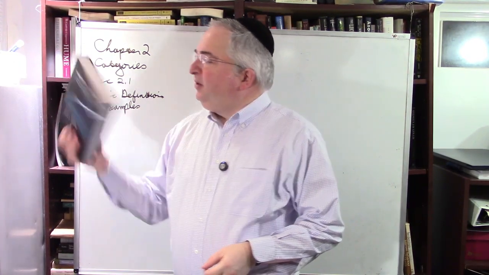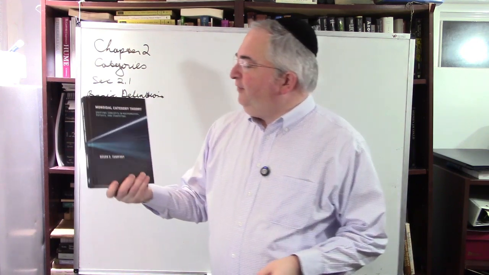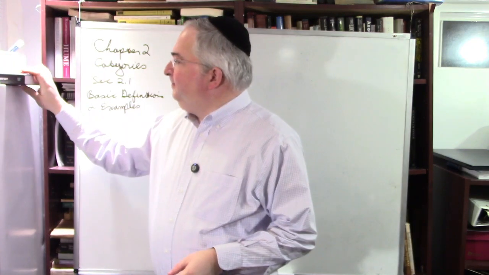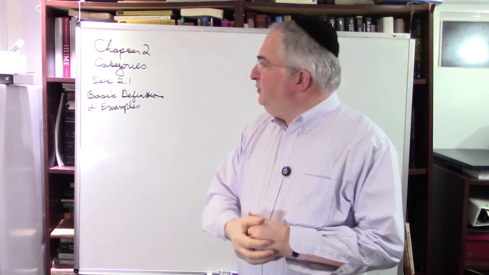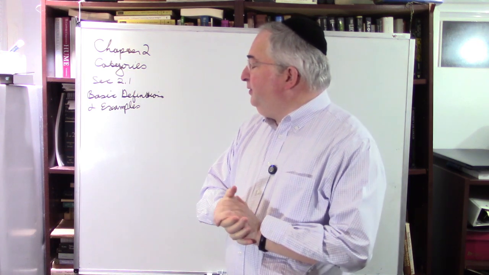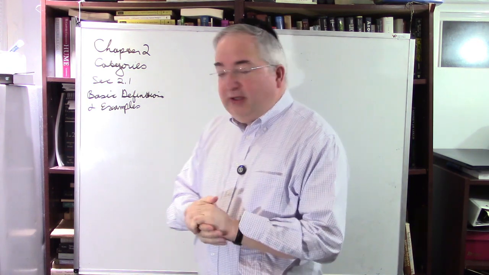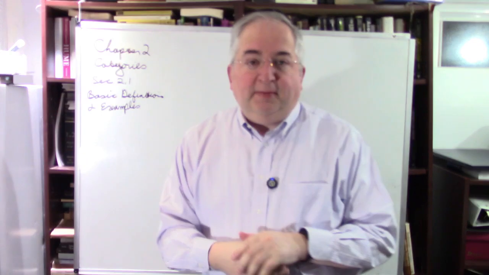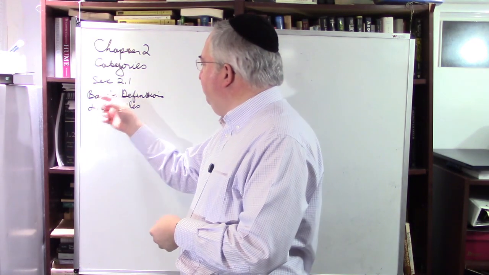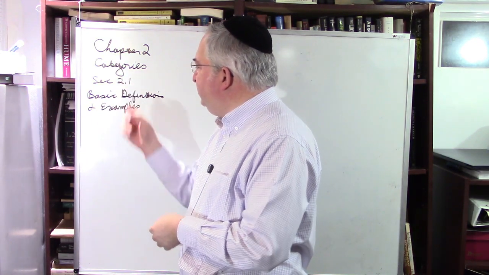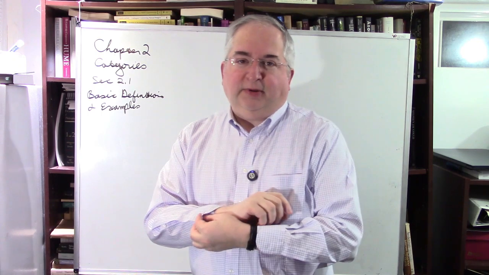We're going through this book called Monoidal Category Theory, Unifying whatever, okay? And today we're doing part of chapter 2, which is categories. We're going to come to the main definition of categories. So basic definition, section 2.1, basic definition and examples.